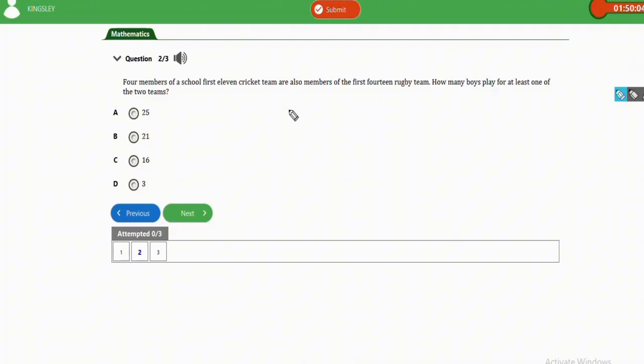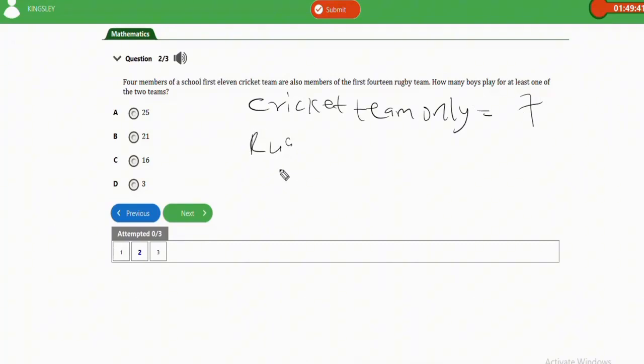Alright, so you begin by saying for the cricket team only, you subtract 4 from 11. When you do it, you're going to have 7. Then for the rugby team only, subtract 4 from 14, will give you 10.